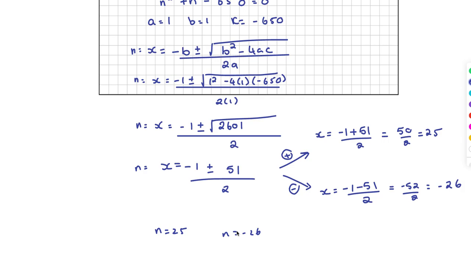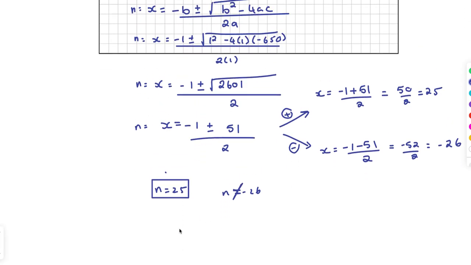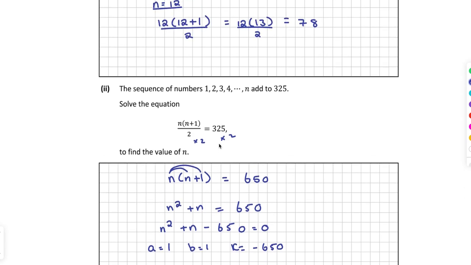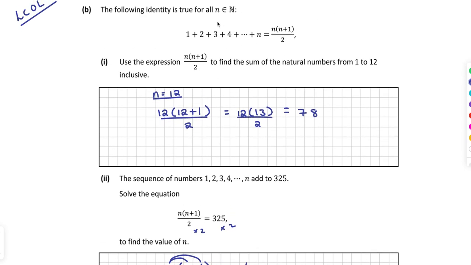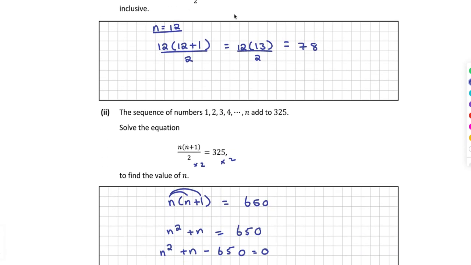But here's the catch. You can't have a negative when it comes to patterns. We can't go backwards. So your answer is N is equal to 25. Always make sure that you reject the answer that's not possible and accept the one that is a positive number. Because remember, all along, N had to be a natural number. It can't be a negative number.